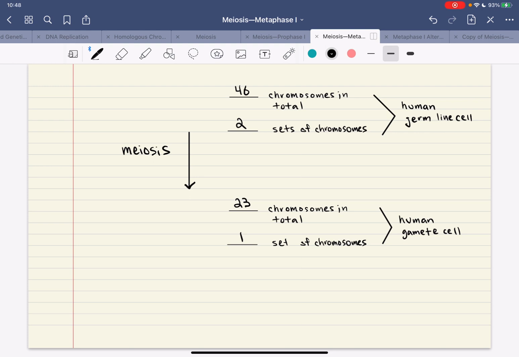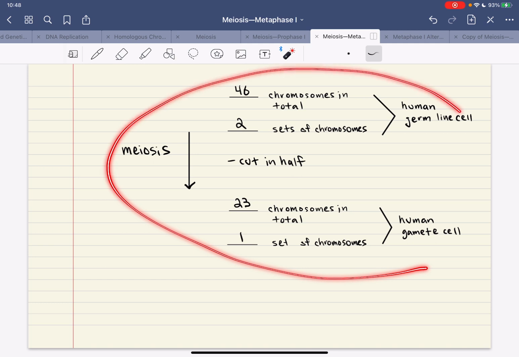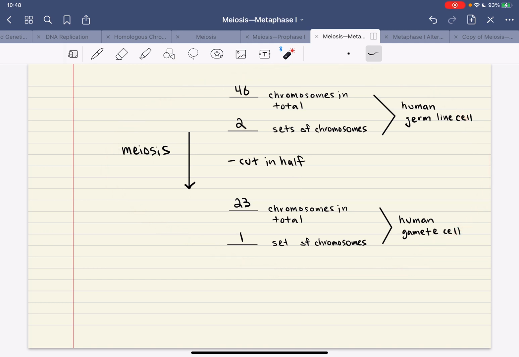In a very simple sense, we cut these numbers in half. Okay? So definitely know all of these numbers as they relate to humans.